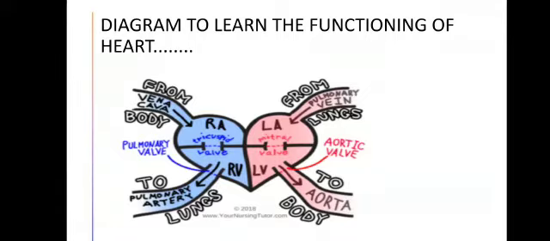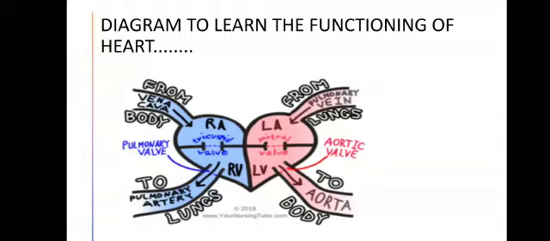Now the functioning starts. So from different parts of the body, deoxygenated or impure blood will come to the right side. So the right side carries which kind of blood? Deoxygenated blood. The left side carries which kind of blood? Oxygen-rich blood. That is why it is given blue color for the right side, and for the left side it is given red color.